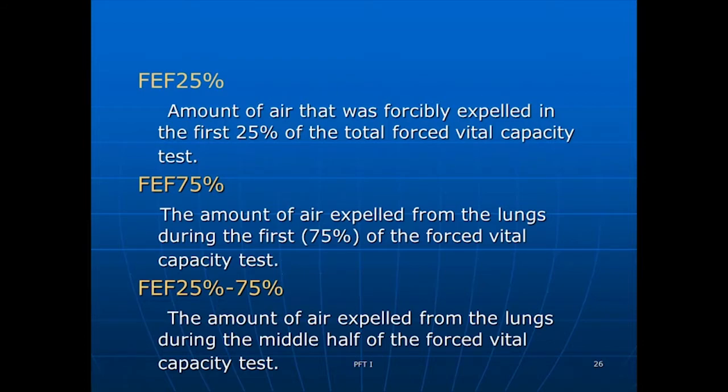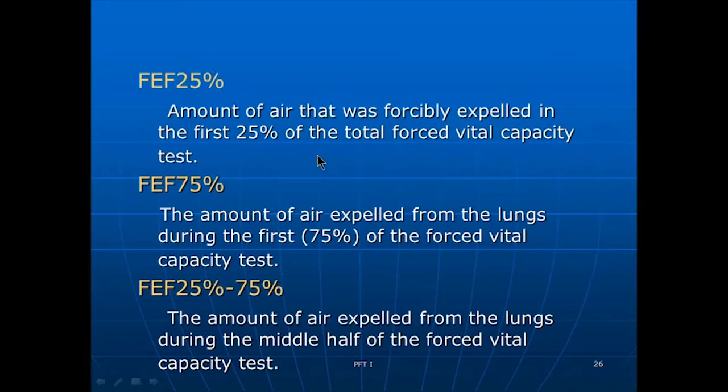FEF 25, FEF 75 is the amount of air that was forcefully exhaled in the first 25% of the total forced vital capacity. And the FEF 75 is the amount of air expelled from the lungs during the first 75% of the forced vital capacity. So between 25% of that forced vital capacity and 75%, that's going to give us an indication of the amount of air that's being exhaled, and it usually has an indication of a flow problem.